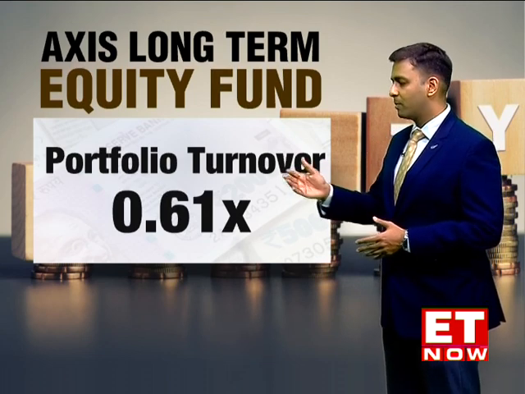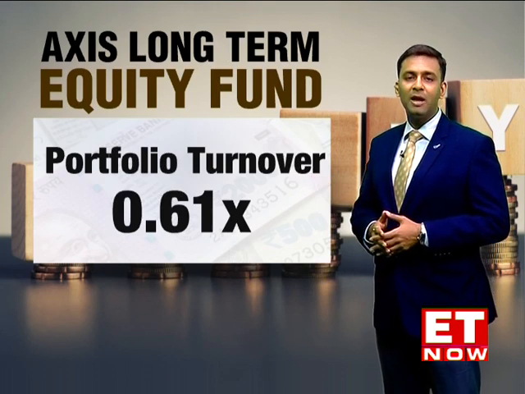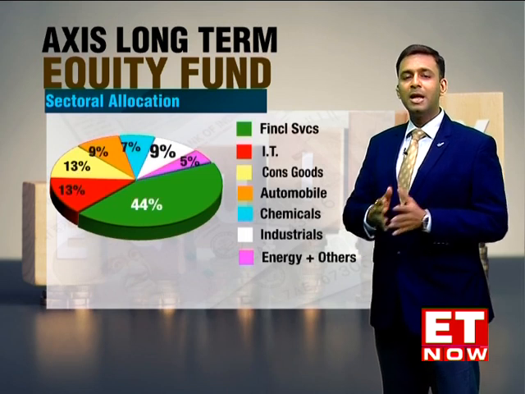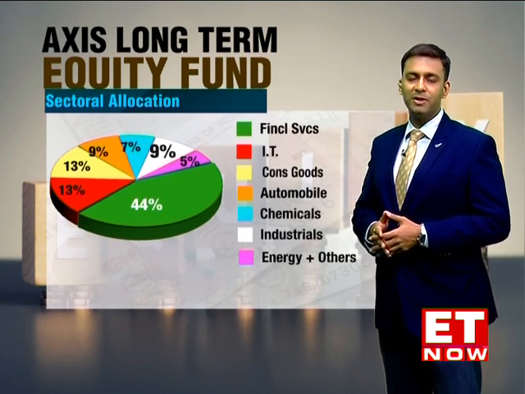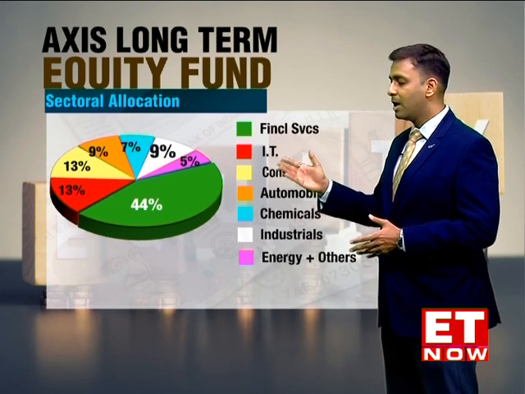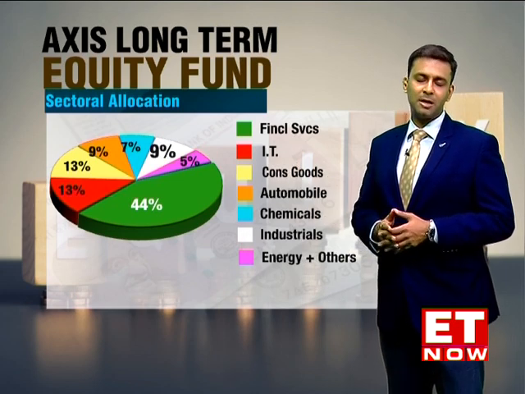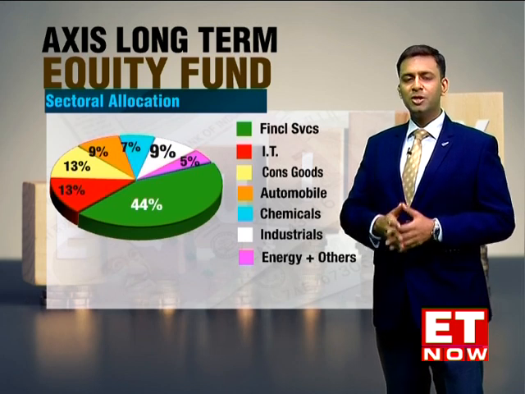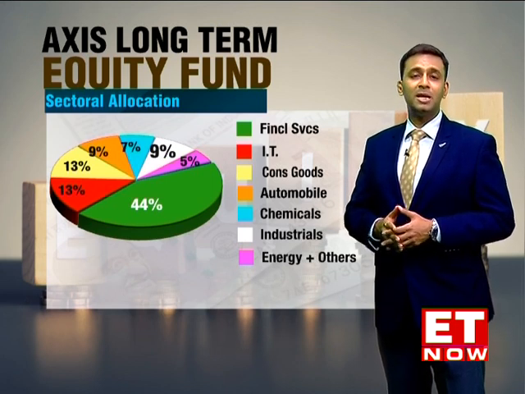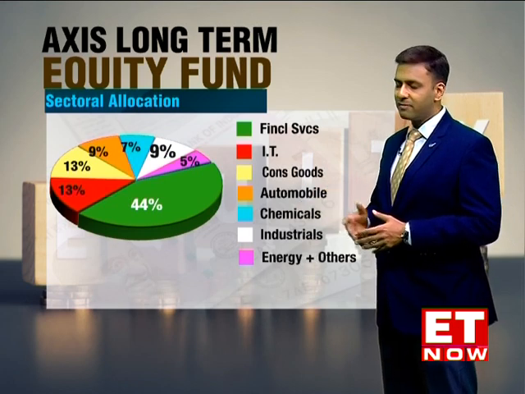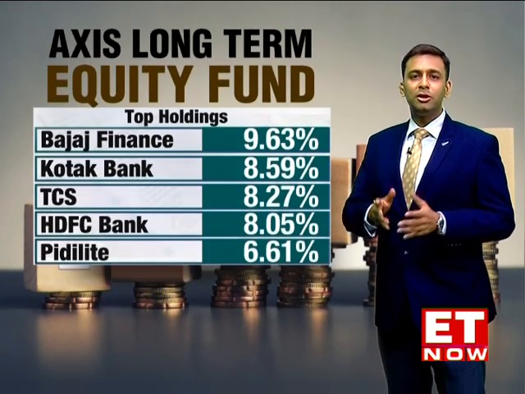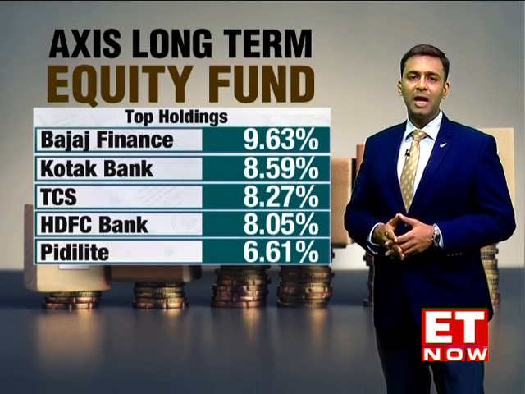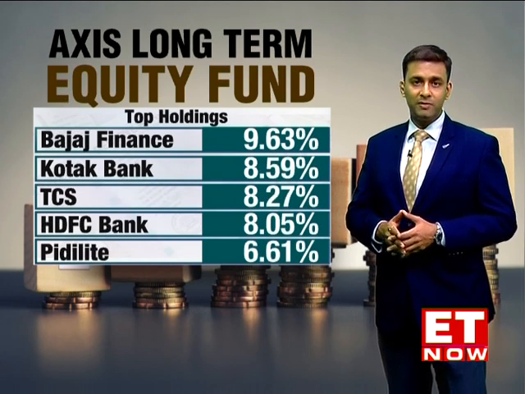But the healthy performance that I was referring to in the 3 and the 5 years will become evident over the next 2 slides when you have a look at the sector and the stock composition of this particular portfolio. Financials dominate the space at about 44%, followed by IT and consumer names, which combined have a weight of about 25%. Even in the top 5 stocks that we have listed over here, 3 of them belong to the financial space, while you have the odd Pidilite, which also makes it to the top 5 of this portfolio.